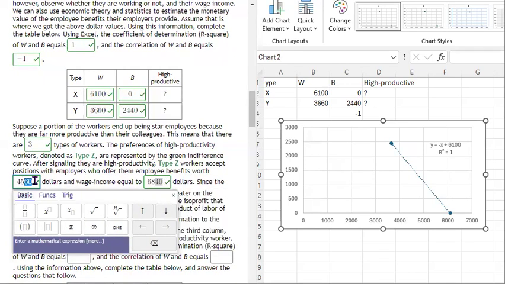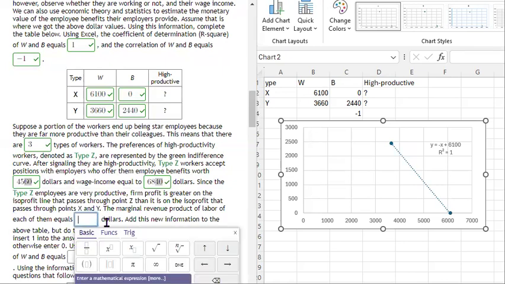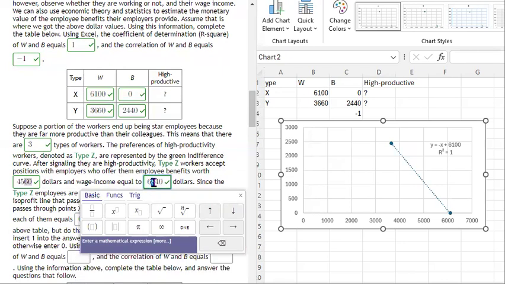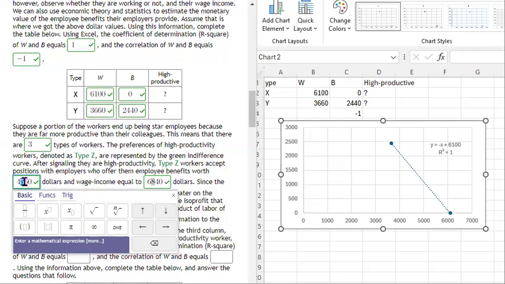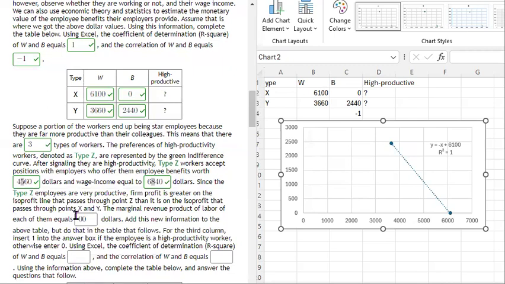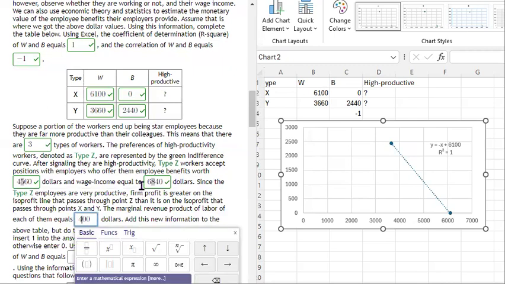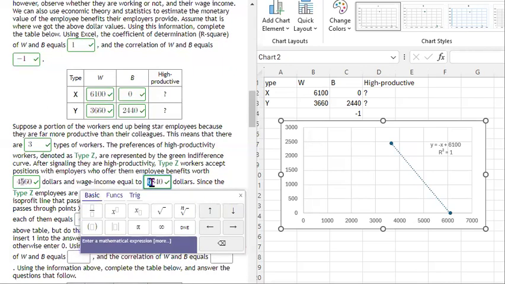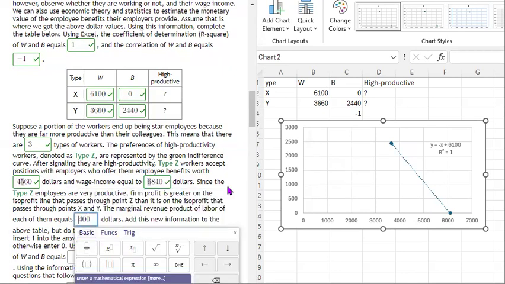40 and 60 is 100. Carry the 1. So that makes that 9. 9 and 5 is 14. Carry the 1. And then 6 and 1 is 7 plus 4 is 11, right? So the value marginal product of their labor is 11,400.